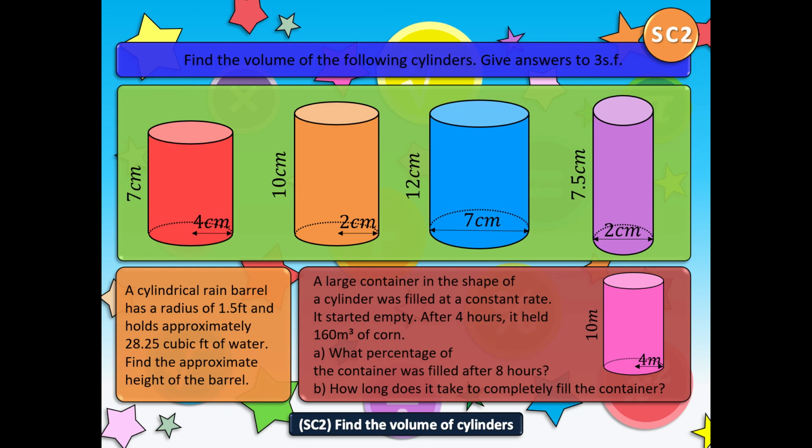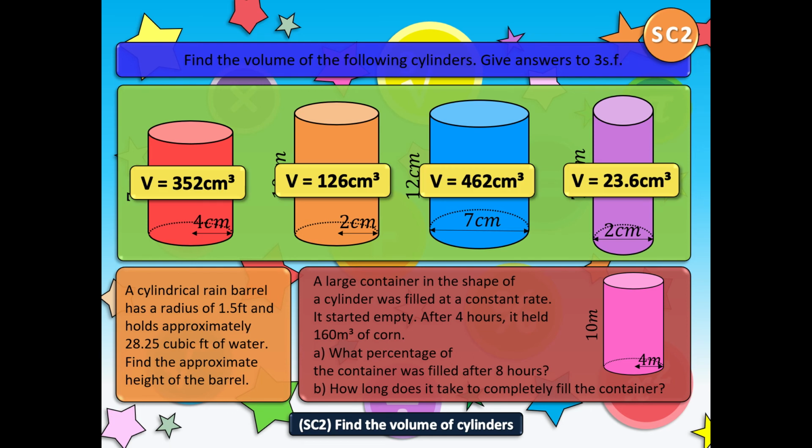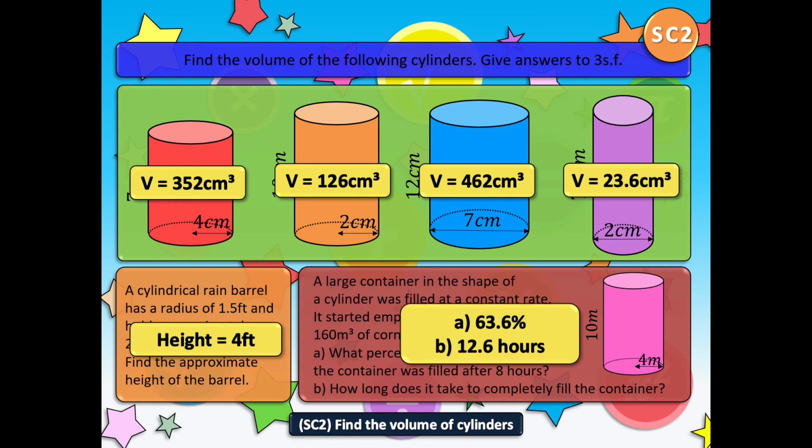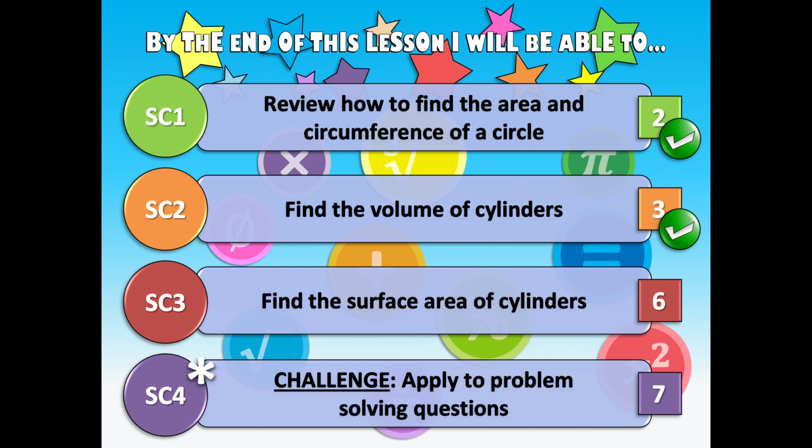Here are your answers. So there's your green answers, there's your amber answer, and there's your red answers. So now we've completed success criteria 2.